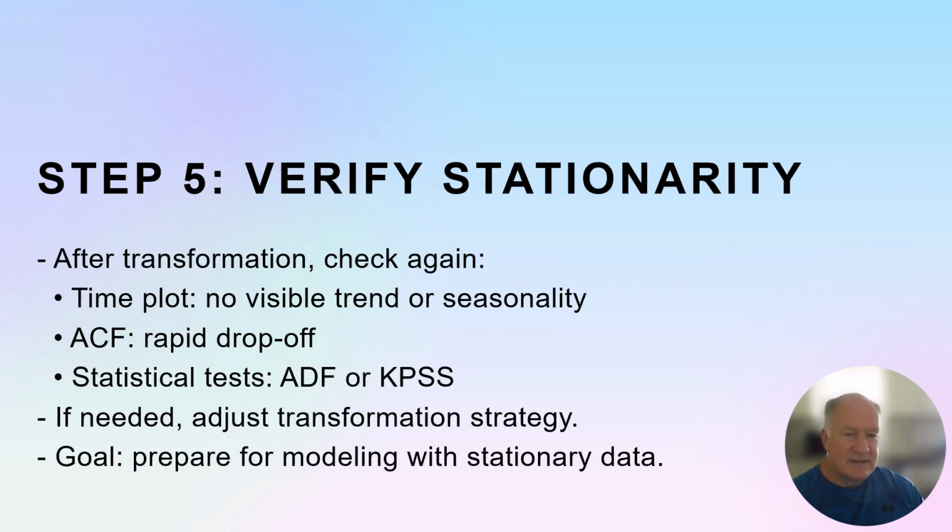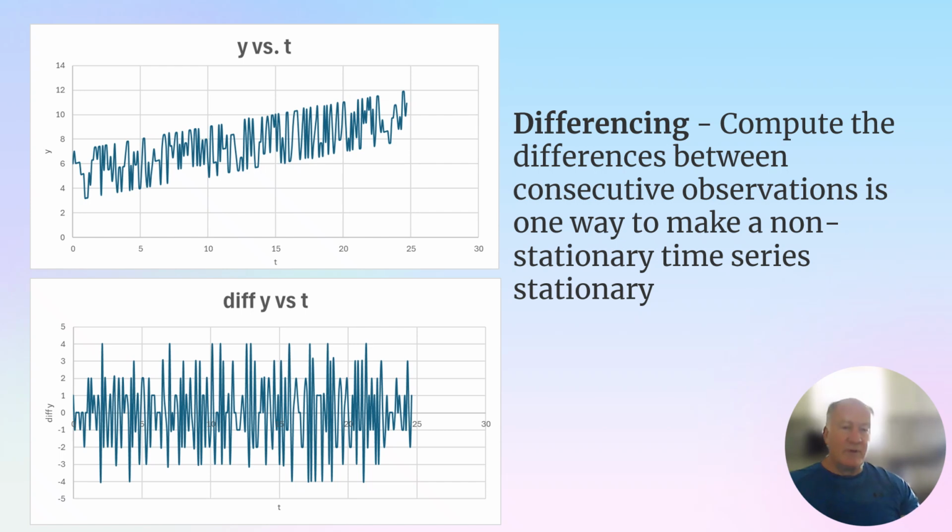Then we can verify stationarity. After the transformation, you can check again. We can make another time plot and make sure there's no visible trend or seasonality, and look for the ACF to rapidly drop off, and use statistical tests just like we talked about before, the ADF or the KPSS. And if needed, adjust the transformation strategy. The goal is to prepare for modeling with stationary data.